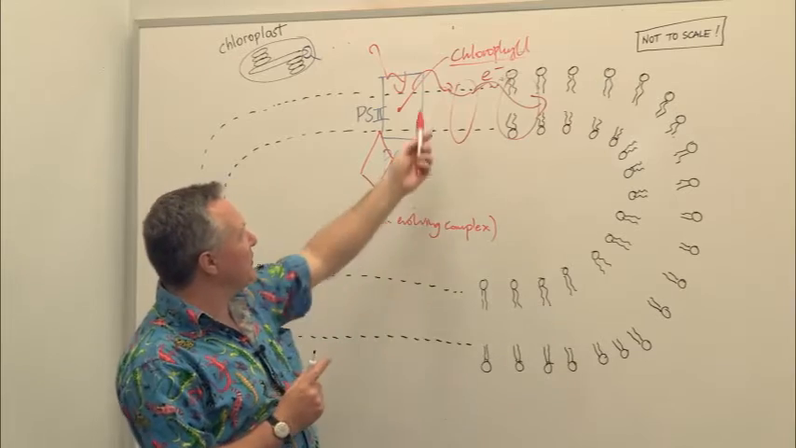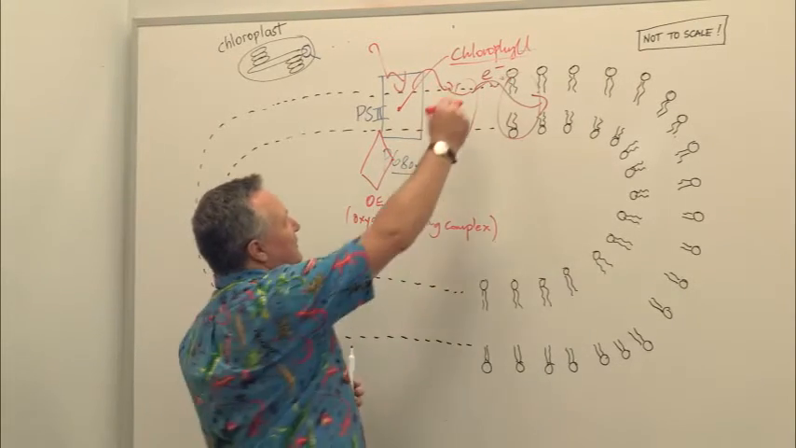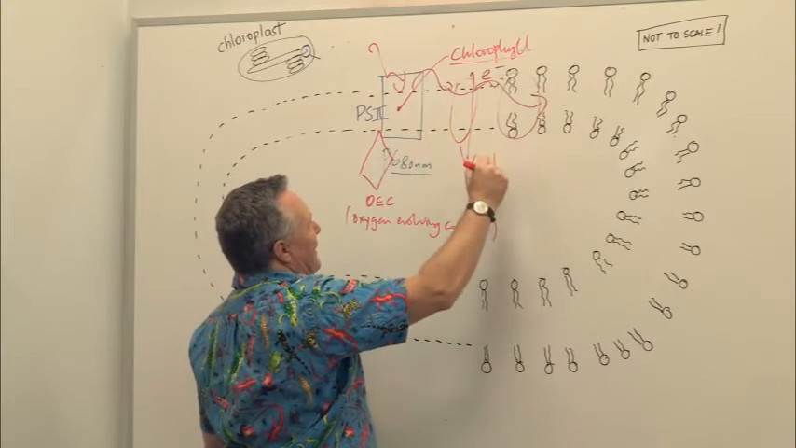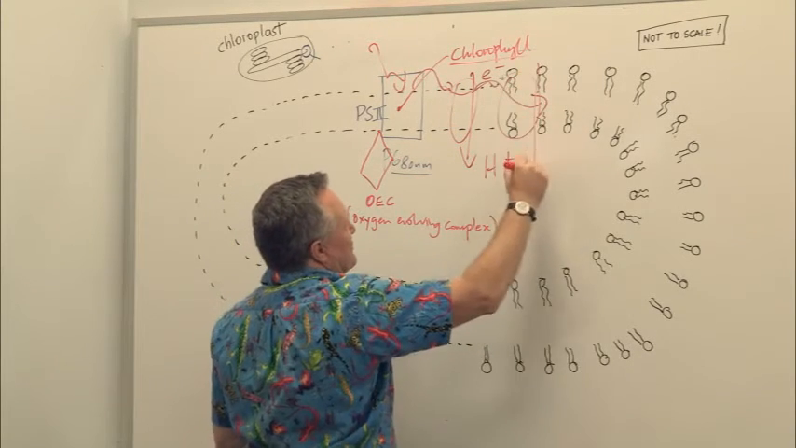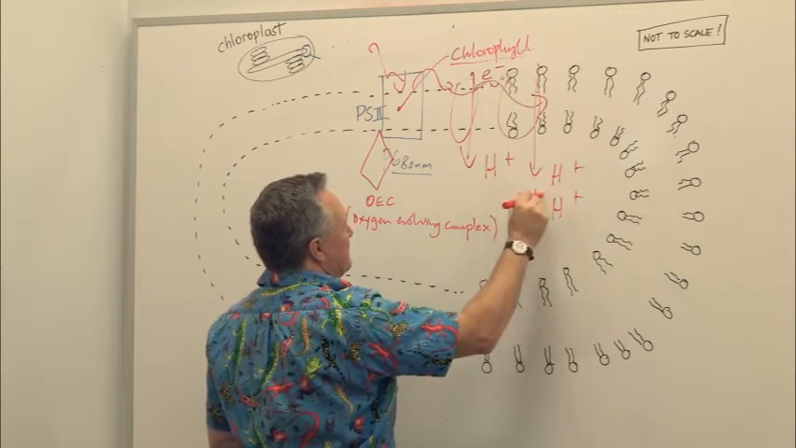Now the key about it going down this electron transport chain in the membrane is that it actually does work. Some of these complexes will pump hydrogen, this is a key thing, across the membrane, and hydrogens start to build up. Okay?